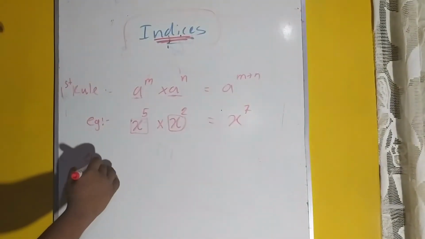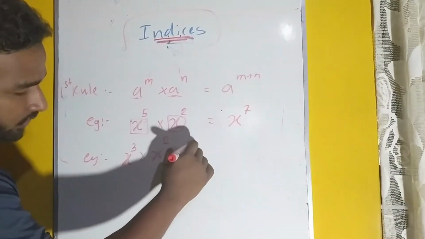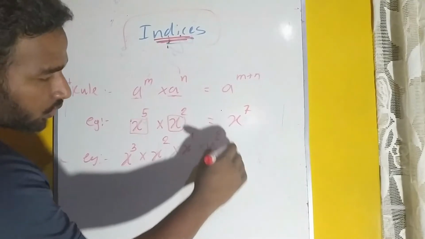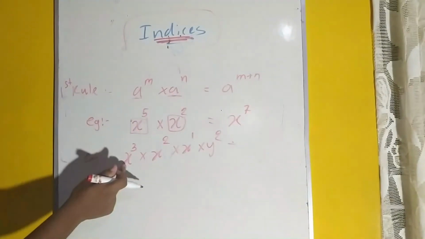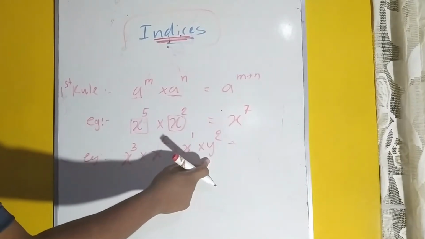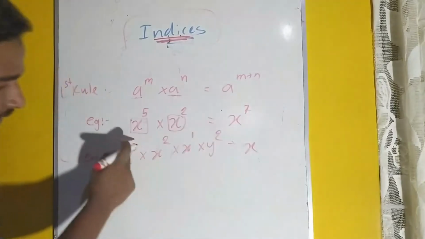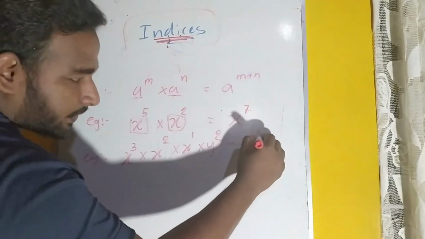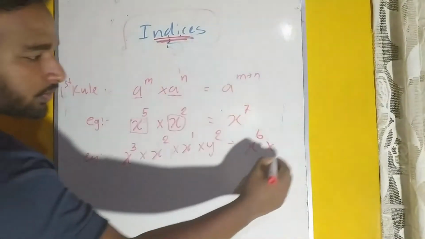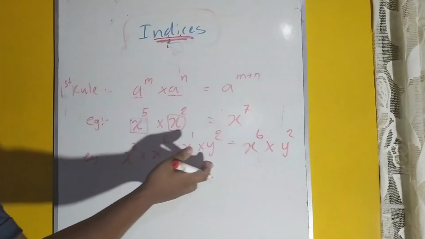Another example, x to the power 3 into x to the power 2 into x to the power 1 into y to the power 2. Okay, here see, in these three the bases are same, but here the base is different. So this one you can just add: x to the power 3 plus 2 plus 1 is 6, into y to the power 2. Why? Because there is only one y.